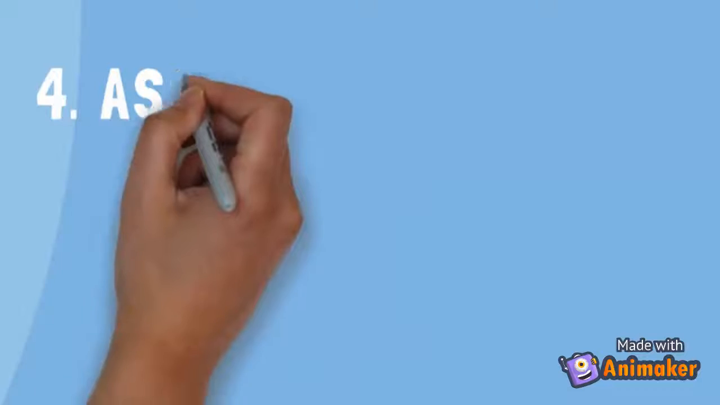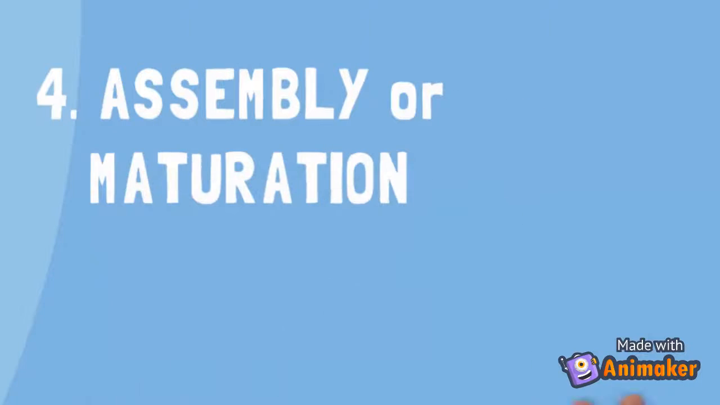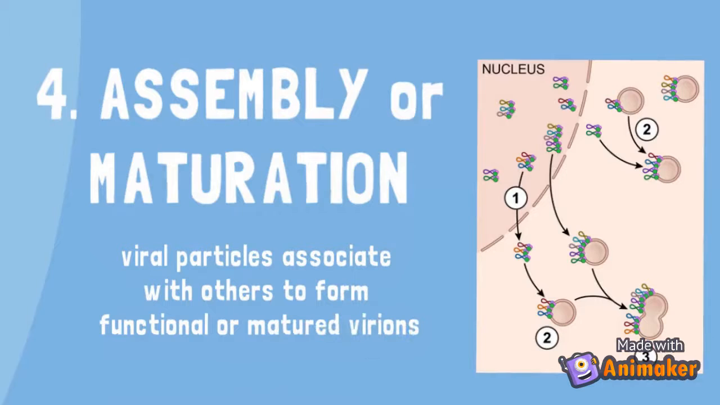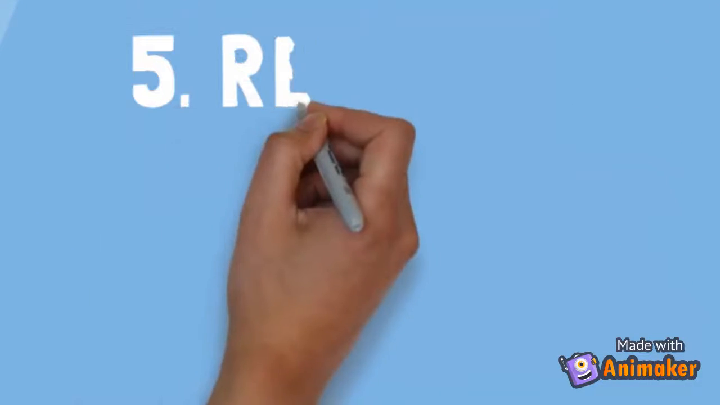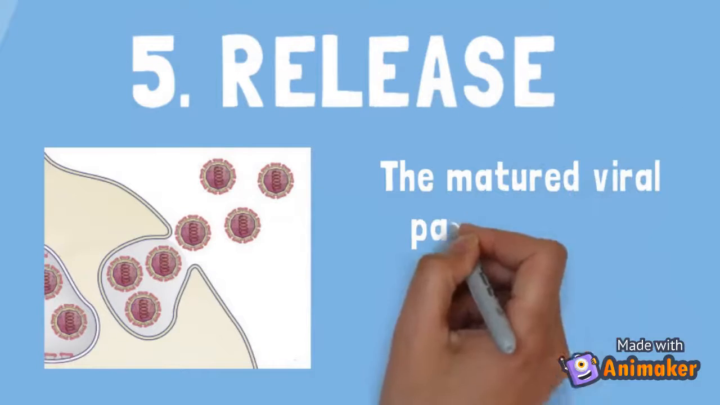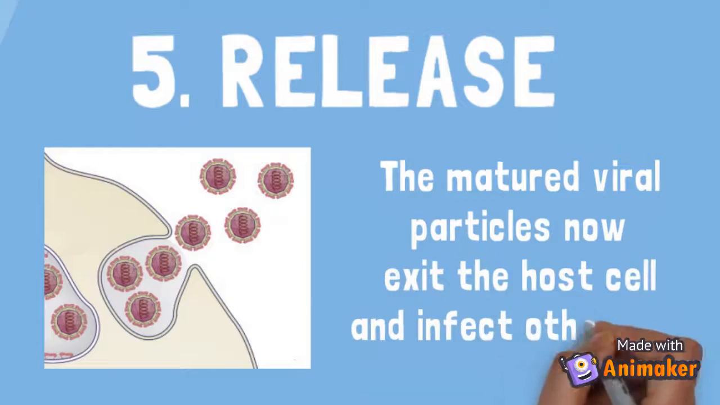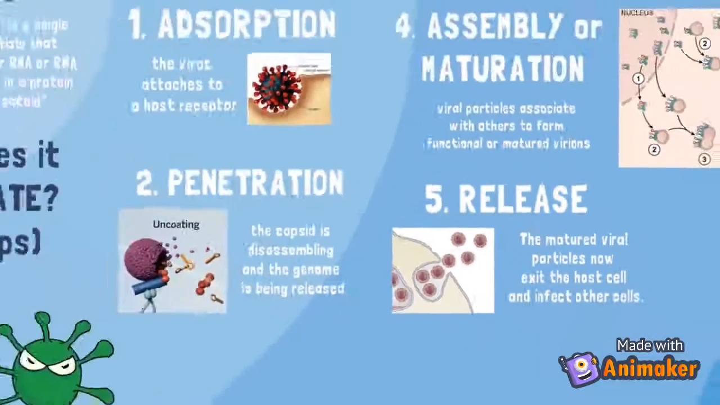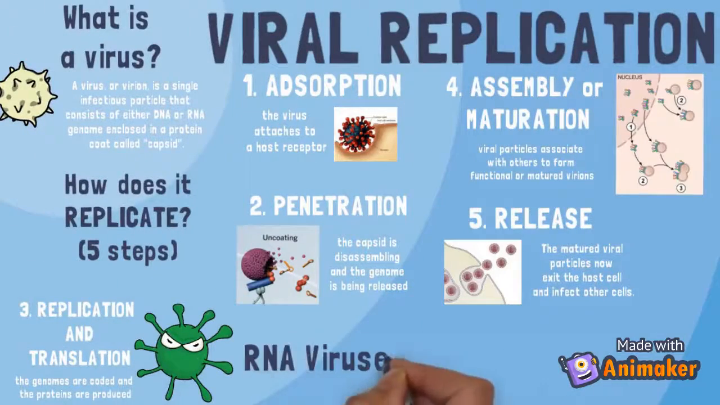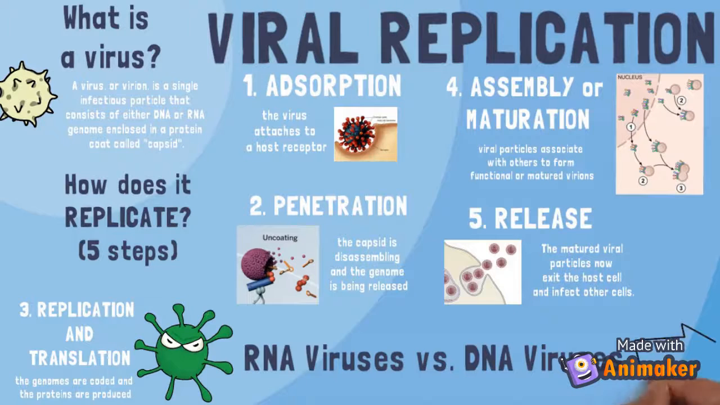Assembly or maturation occurs afterwards. This is the phase where viral particles associate with others to form functional or matured virions. Then, it will be ready for release. The matured viral particles now exit the host cell and infect other cells. Let's dig deeper and observe the replication process in each type of virus between RNA and DNA viruses.